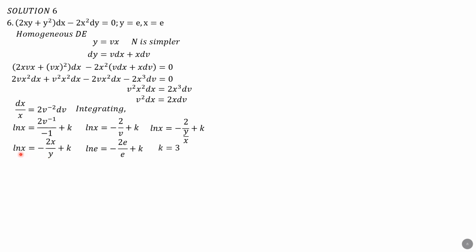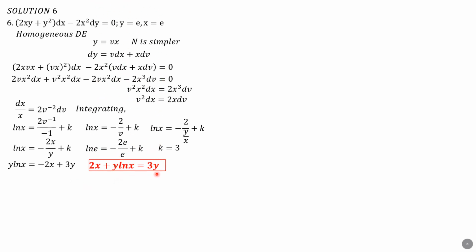y ln x equals negative 2x plus ky, and k is 3. So y ln x equals negative 2x plus 3y. After we multiply everything by 3 and substitute the value of k, which is 3, and then rearranging, we have 2x plus y ln x equals 3y. So that's the answer. That's the form.